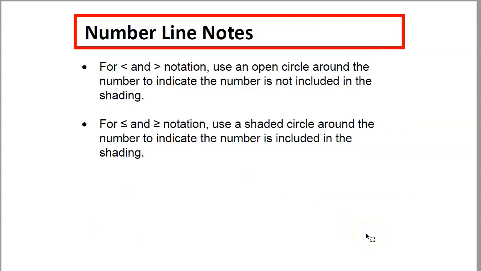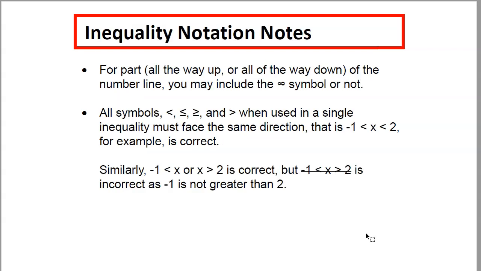Let's look at how the number line works. For less than and greater than notation, use an open circle around the number to indicate that the number is not included. For less than or equal to or greater than or equal to notation, use a shaded solid circle around the number to indicate the number's included. For inequality notation, for parts all the way up or all the way down the number line, you can include the infinity or -infinity symbol or not.